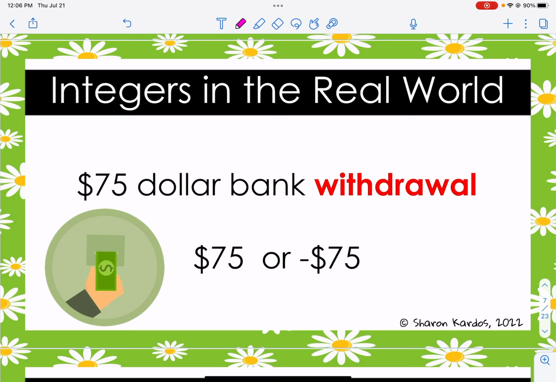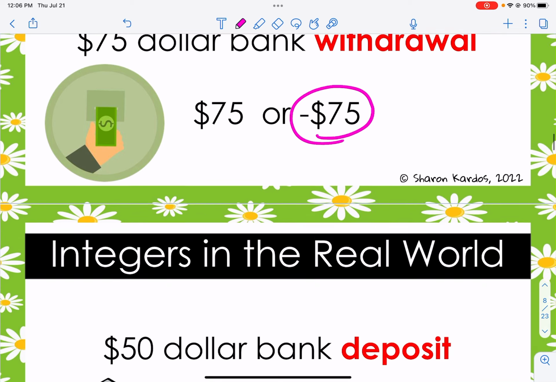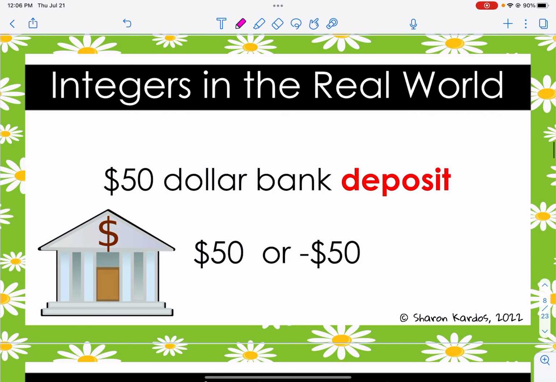So since I'm taking money out of my account, we're going to consider that to be a -$75. So if you're taking notes, you might want to write the word withdrawal down and write that a withdrawal would be something that we would consider to be negative. A $50 bank deposit. A deposit is the opposite of a withdrawal. A deposit is where I go to the bank and I put money into my account. So since I'm putting money into my account, we're going to consider that to be a positive $50. So in your notes, write down the word deposit. Make sure you note deposit, positive.